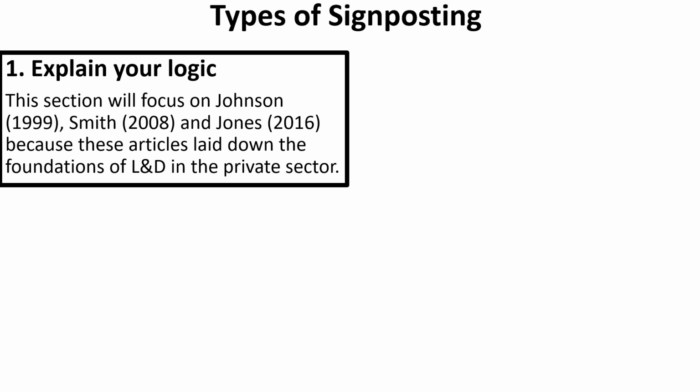So for example, this student states that this section will focus on Johnson 1999, Smith 2008, and Jones 2016 because these articles lay down the foundations of learning and development in the private sector. Now that they have told us why they are focusing on these 3 studies, we understand why they are spending so much time discussing these studies. We do not have to guess. It is like they held our hand and took us through their lit review. They made it easy for us.